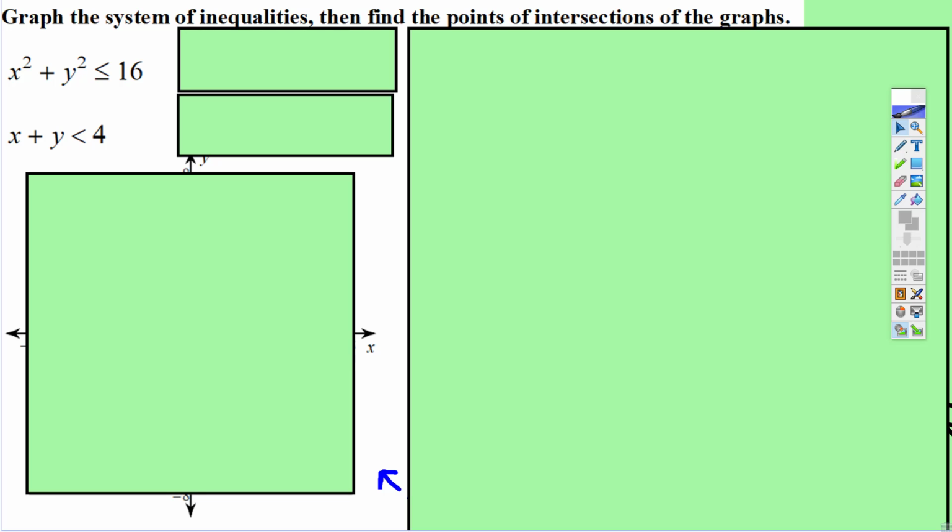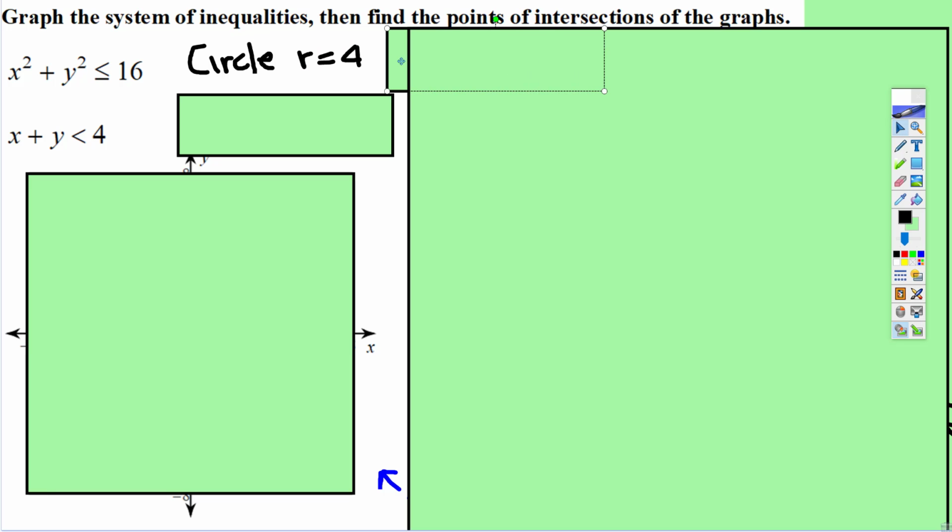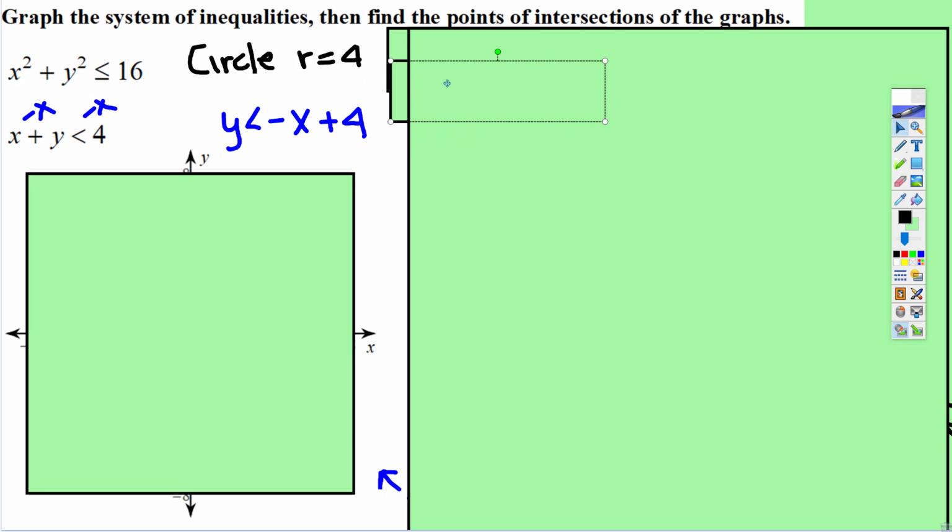This video will be covering systems of nonlinear inequalities and how you graph and shade. The first thing you're going to do is name what the two shapes are. For the first equation, x squared plus y squared is less than or equal to 16, hopefully you would notice that's a circle with a radius of 4. The next equation is just a linear equation. You would subtract x from both sides, and that would give you an equation that looks like this.